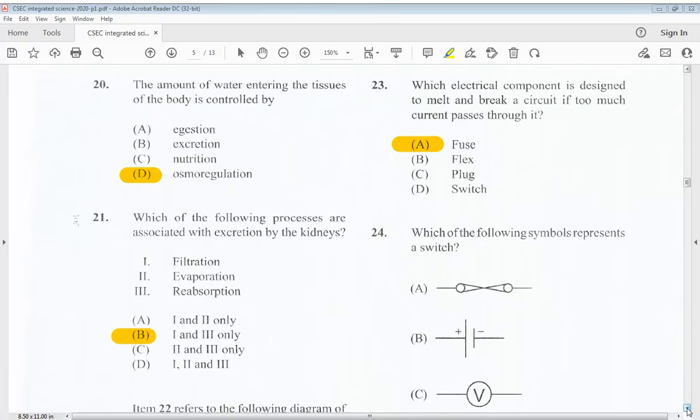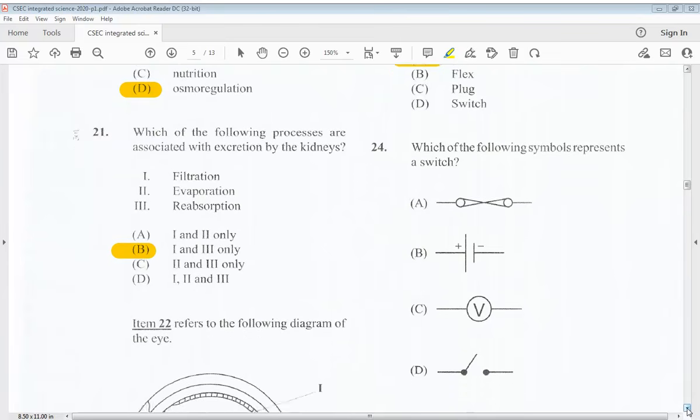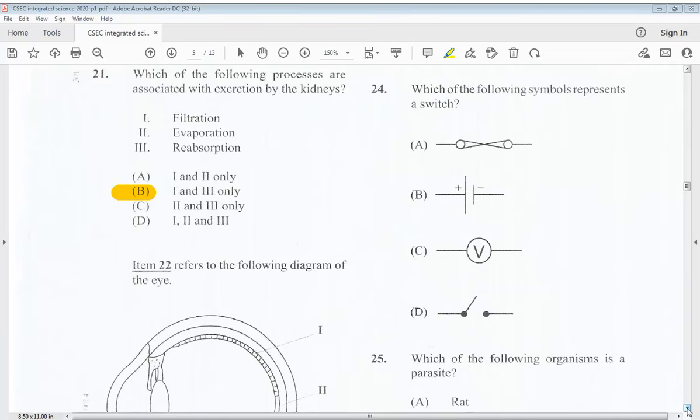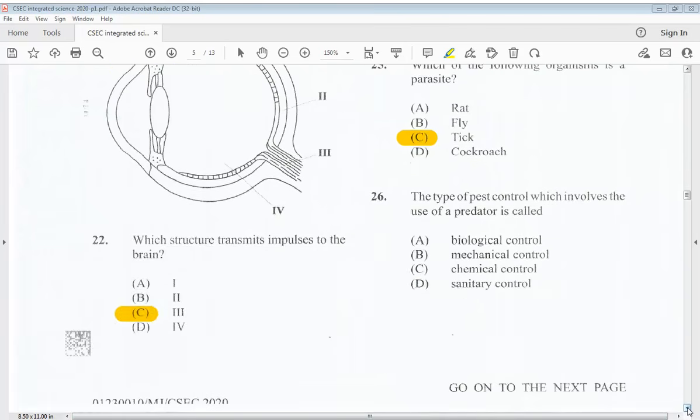Let's go to number 24. Which of the following symbols represents a switch? This one is easy. We know it's D. 25. Which of the following organisms is a parasite? This is easy too. We know that. C, tick. Let's go to 26. You can read that one on your screen.